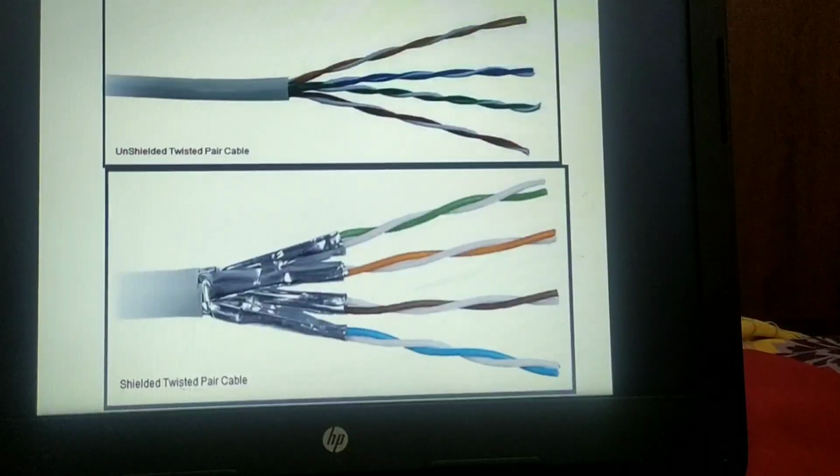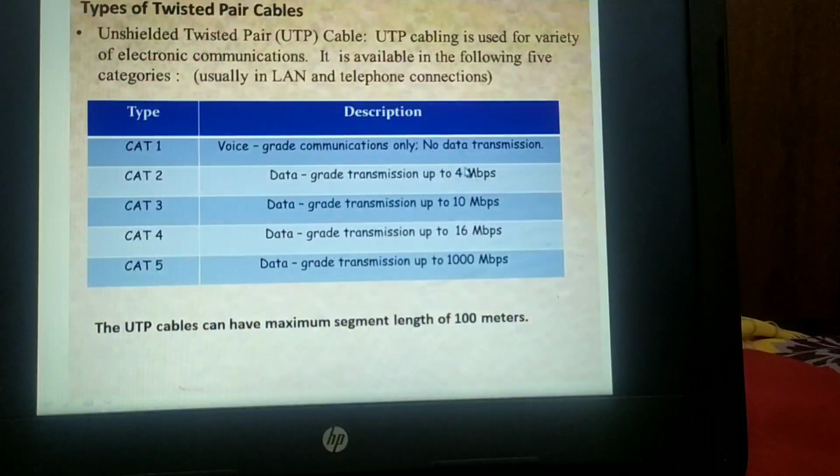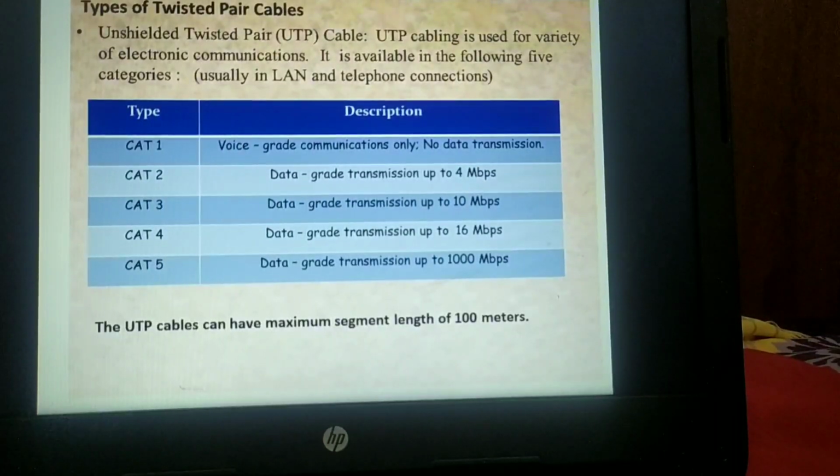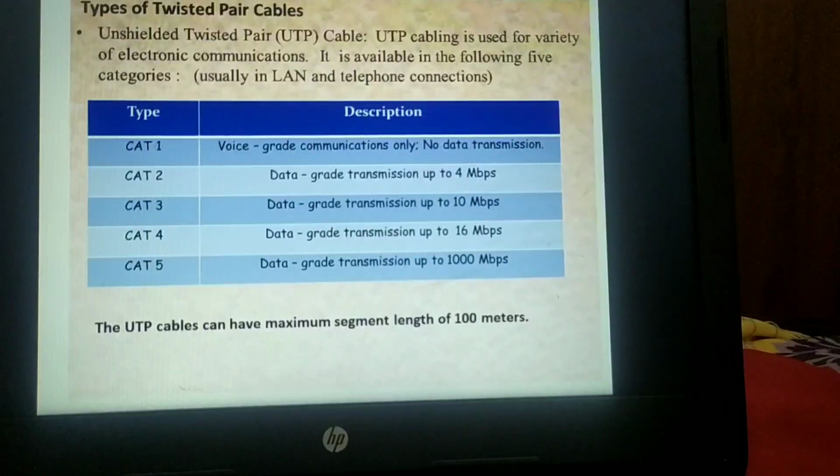You can see this table again. Category 2 is hardly 4 megabits per second, obviously using the repeaters. Then category 3 is 10 megabits. But now we are using category 4 of 16 megabits per second. Category 5, 1000 megabits per second. We also have category 6, and category 7 is the latest one, which provides data speeds up to 10 gigabits per second.